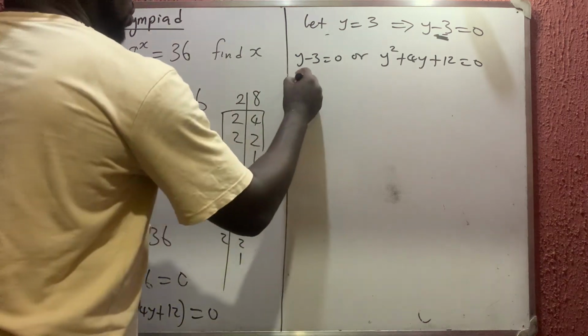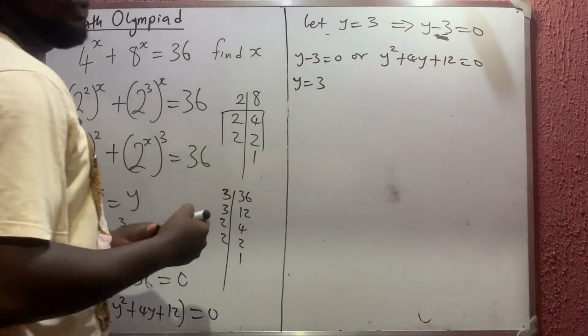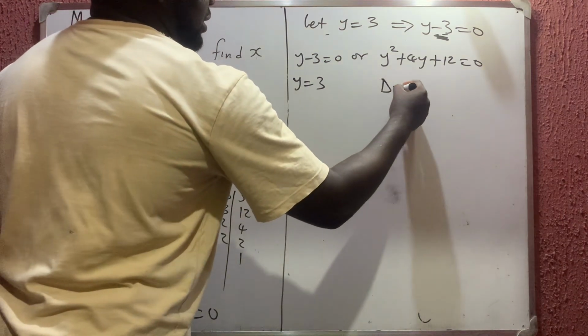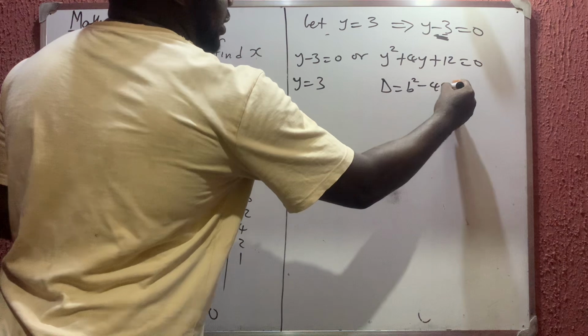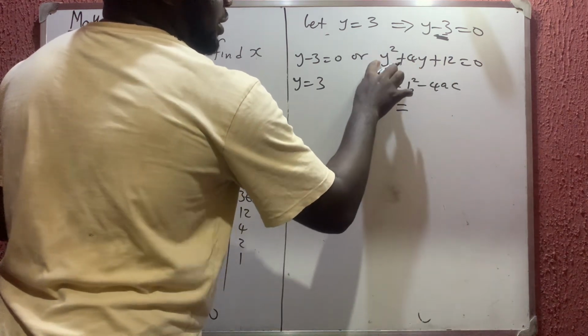So which means that y here is equal to 3. But if you look at this, you see that this person is going to give us a complex number. How do we know? We can check what our determinant is. Our determinant is b squared minus 4ac. This is my b, this is my c, and the coefficient here is my a.